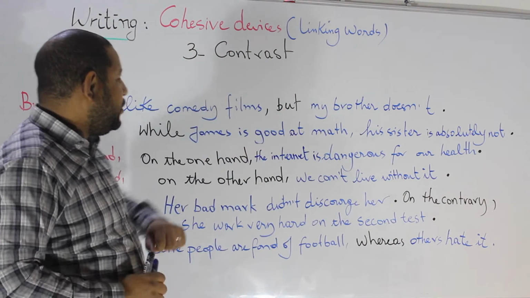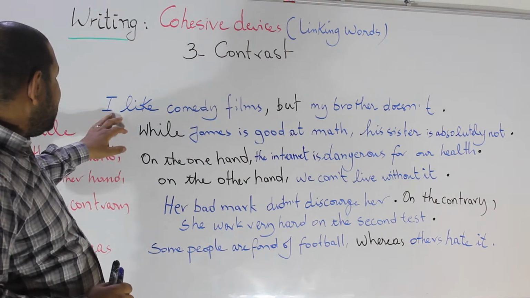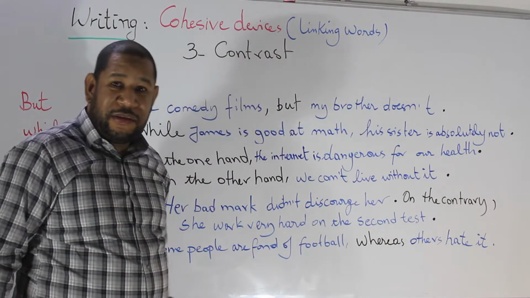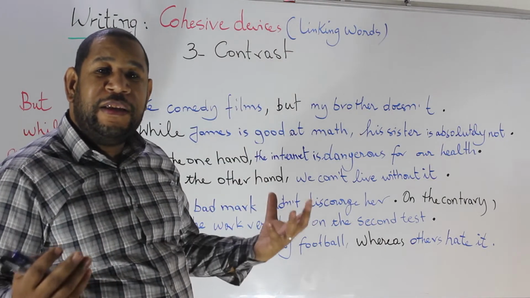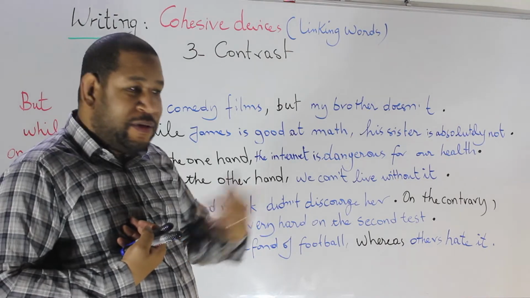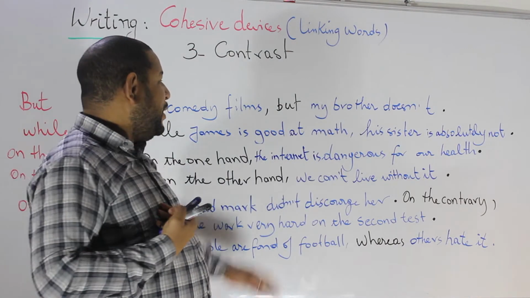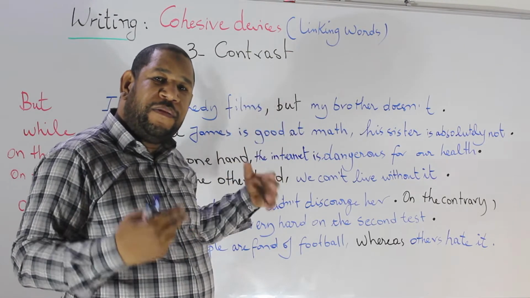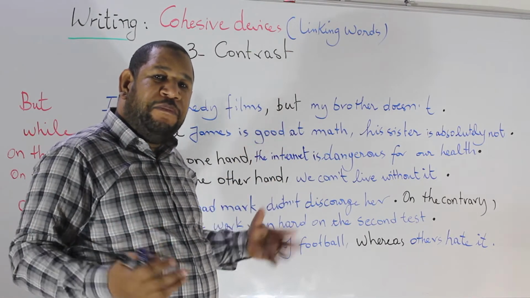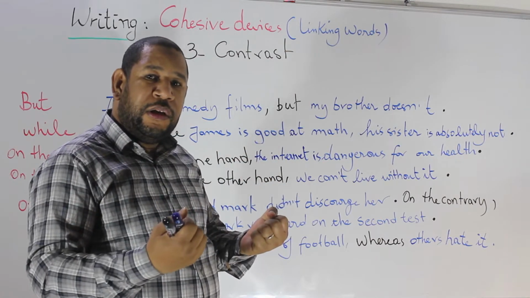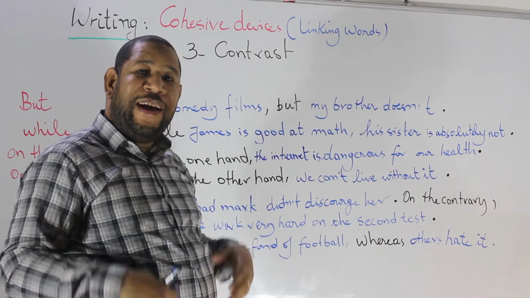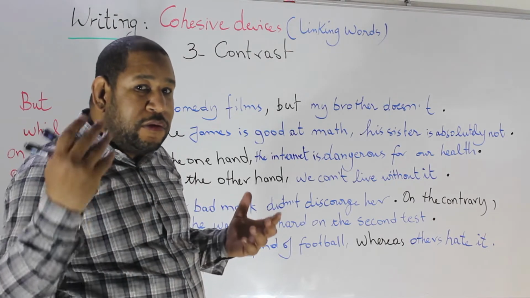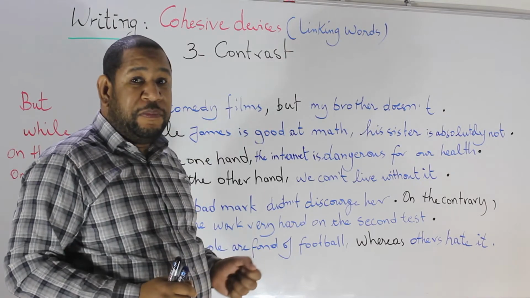The first one we are going to start with is but. Look at it. I like comedy films, but my brother doesn't. We have two ideas. For me, I like comedy films. My brother doesn't like comedy films. Sometimes we can do without this, even if we have contrasting ideas, but in order to show that the ideas are contrasting and not to confuse the reader or the listener, it's better to use but.